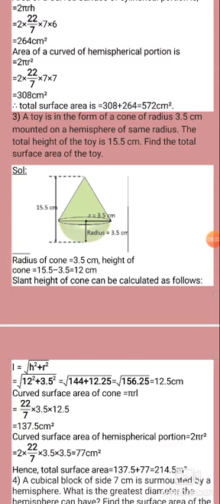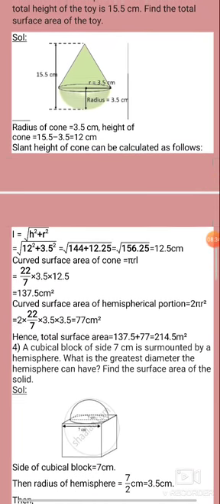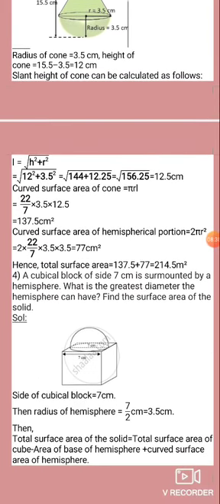Now curved surface area of the hemispherical portion is equal to 2 pi r square. So 2 into 22 by 7 into 3.5 square, which is equal to 77 centimeter square. Hence, the total surface area is equal to 137.5 plus 77, which is equal to 314.5 centimeter square. So, instead of meter square, it should be centimeter square. All the others are in the same unit, centimeter. So, please change it.